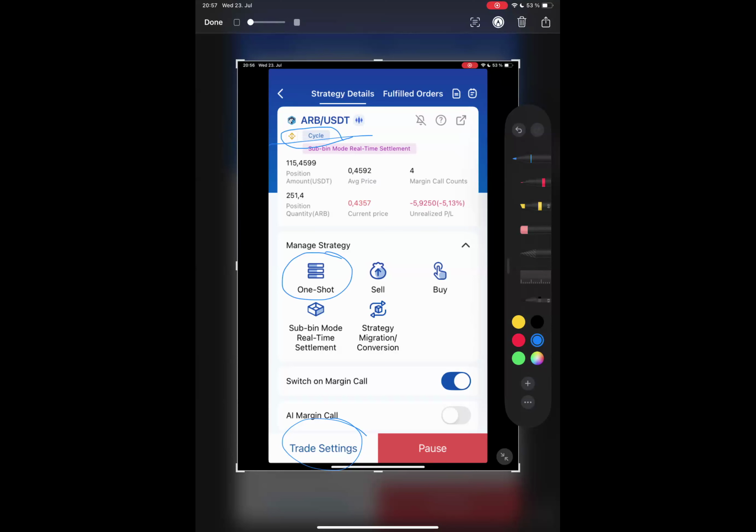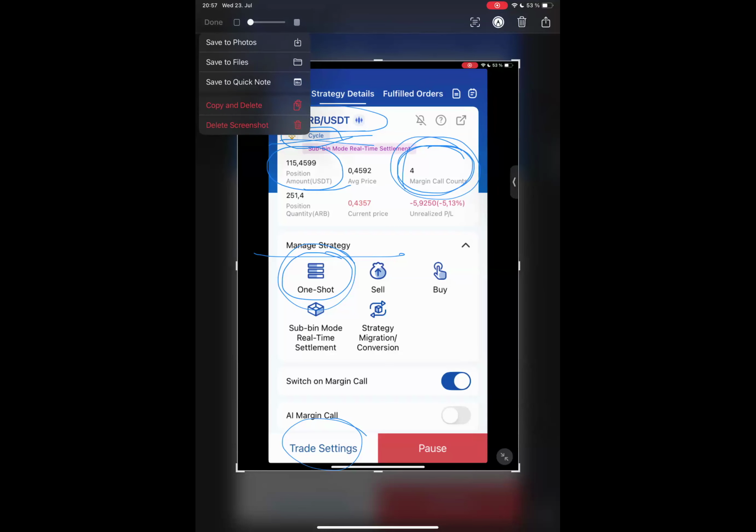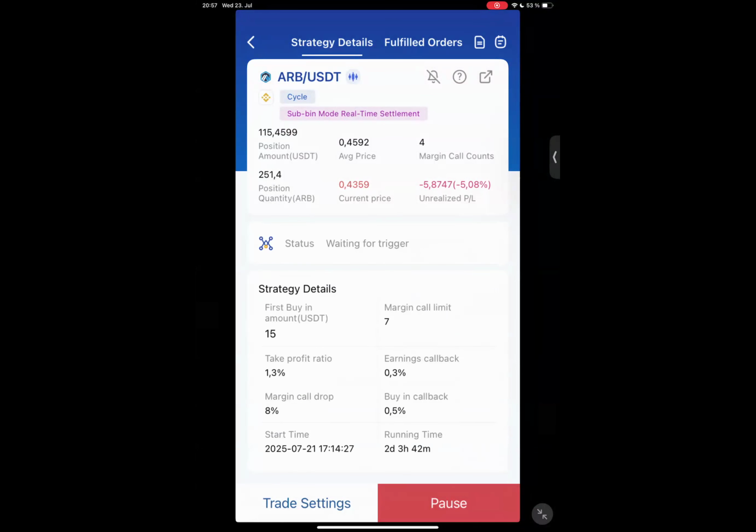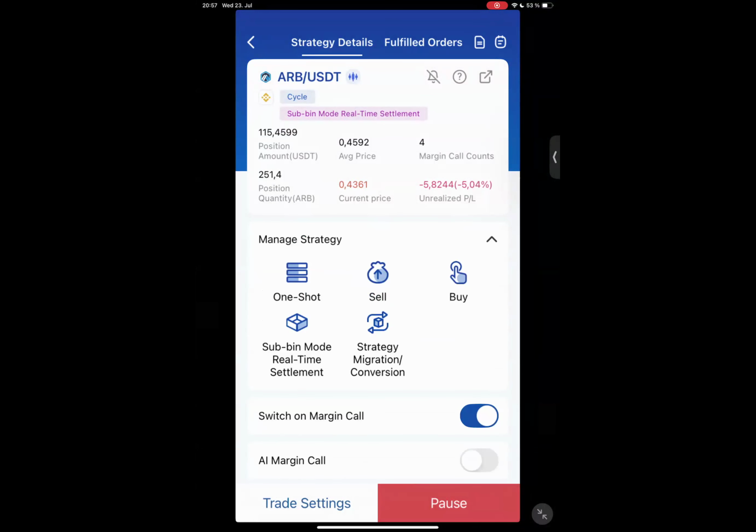What is the difference between cycle and one shot? One shot means after it has sold all the 4 margin calls, it shouldn't buy this coin again. It should release my 115 plus the profit that I'll be getting. But cycle means after it has sold all the 4 calls, it should quickly rebuy again. It should re-enter into the same trade. All right. So next week we'll look into the trade settings for you to understand it well.